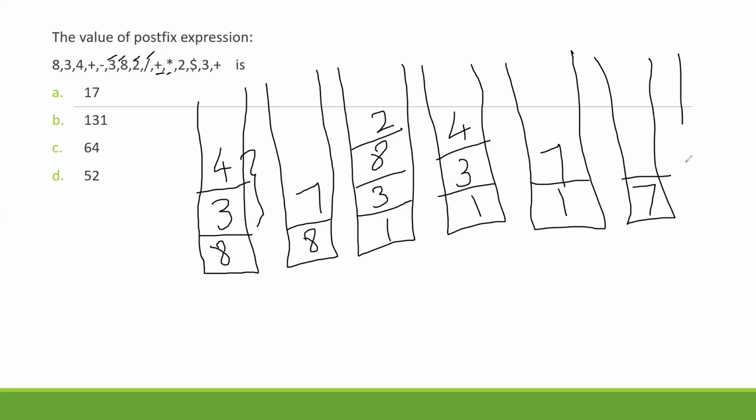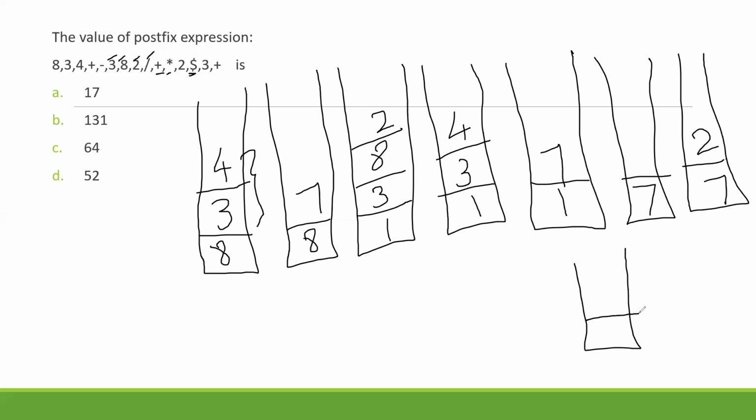Now again you can push the value 7. Here 2 is there. Now we have to work out. This is power, so 7 power 2 is 49. So 49. Next we have to push the value 3. Next we have to do addition. This is 49 plus 3, which is 52. So this is my answer after the full calculation. So 52 is my answer.